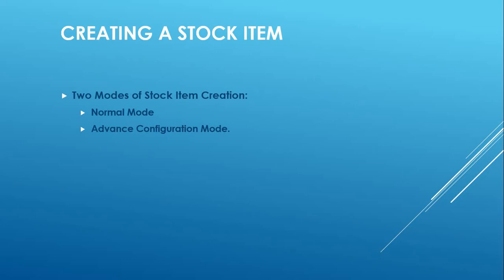In Tally, there are two modes in which the stock item can be created: normal mode and advanced configuration mode. Normal mode allows us to create a stock item with the minimum information, whereas the advanced configuration mode allows us to create a stock item by providing the additional advanced information about the stock item.